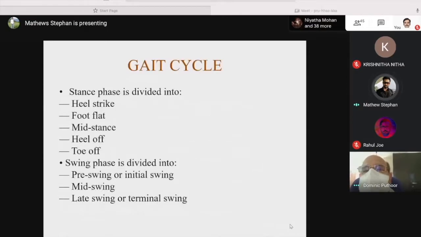Next, coming to a short note about the gait cycle, it has two phases, that is the stance phase and the swing phase. The stance phase is further divided into heel strike, then flat foot, then mid stance, then heel off and then toe off, which constitutes the stance phase. The swing phase is divided into pre-swing or initial swing, mid-swing, and late swing or terminal swing.